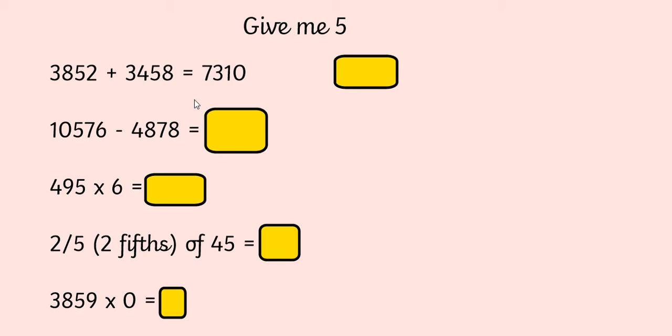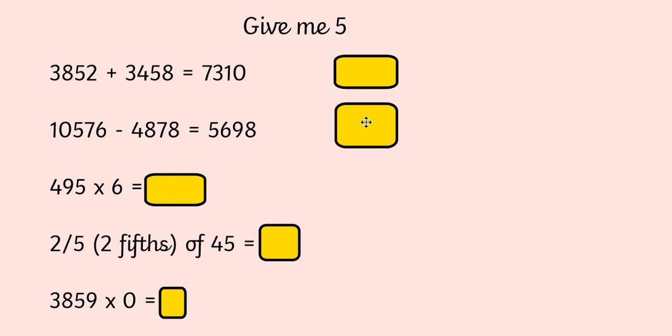The next one, we've got a little bit of a tricky one here because we have quite a large number here. This is 10,576 and we're taking away 4,878. So we really needed to pay attention to those place value columns there. Okay, so when I do that in column subtraction, I get 5,698. Well done if you got that right. That means you're paying attention to your place value columns.